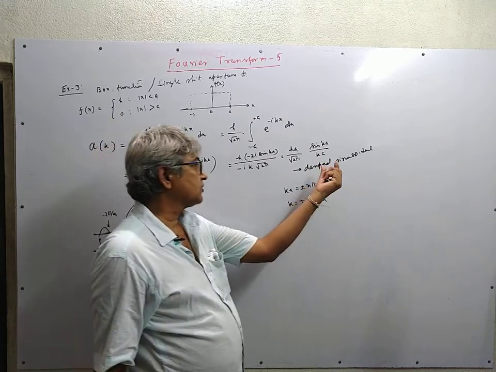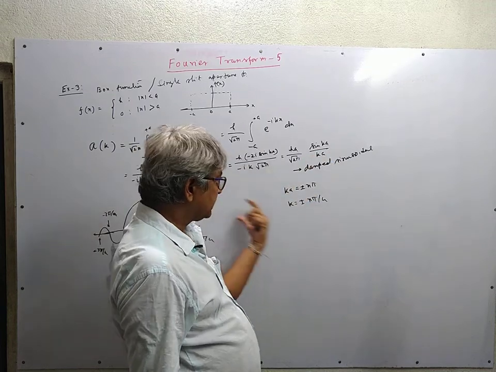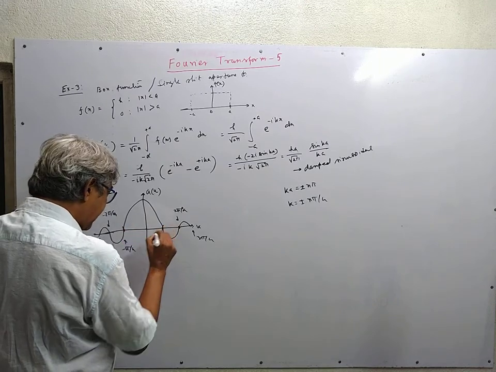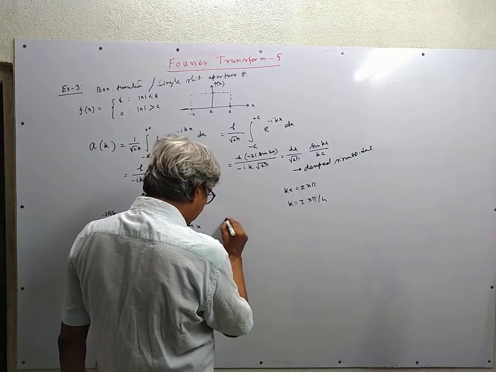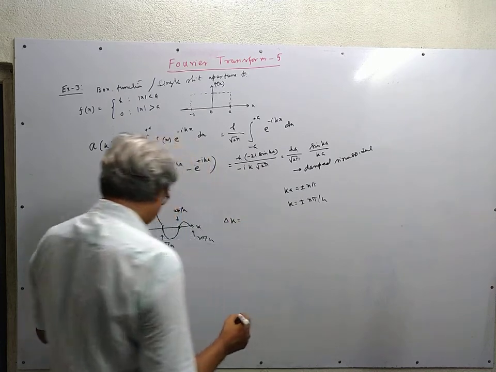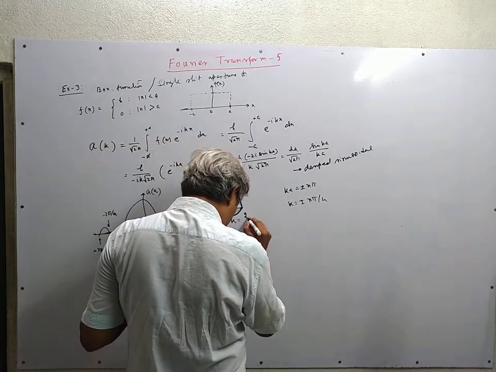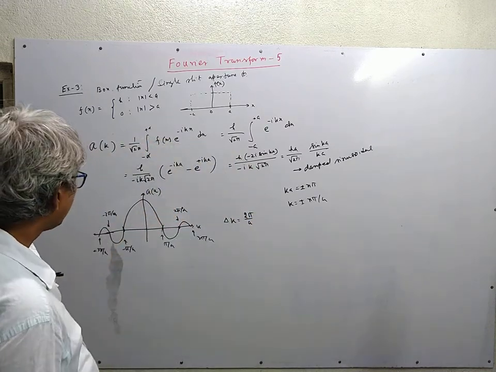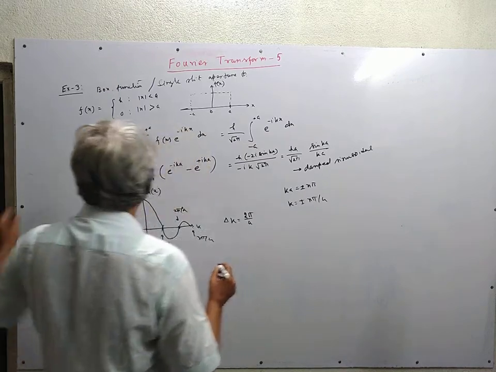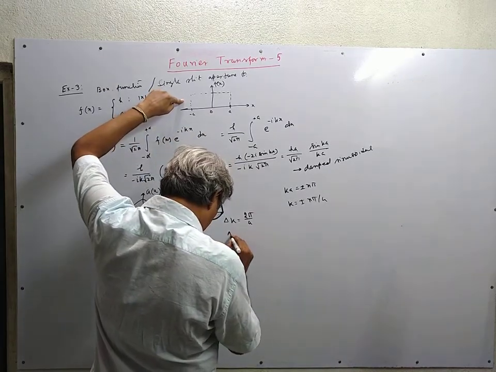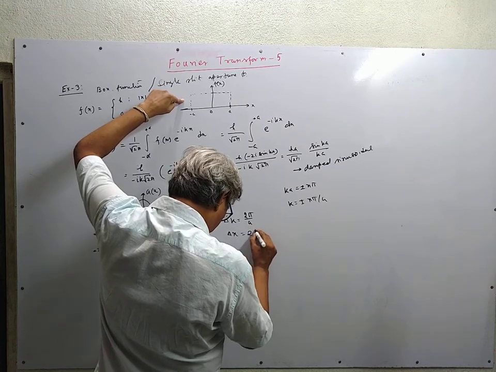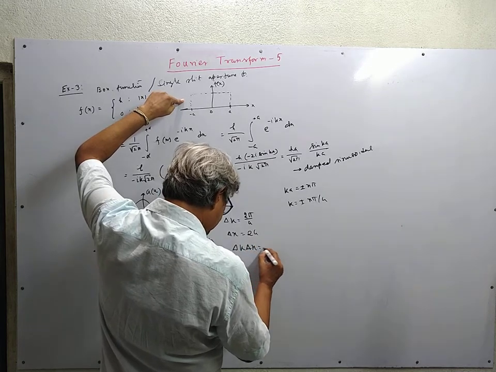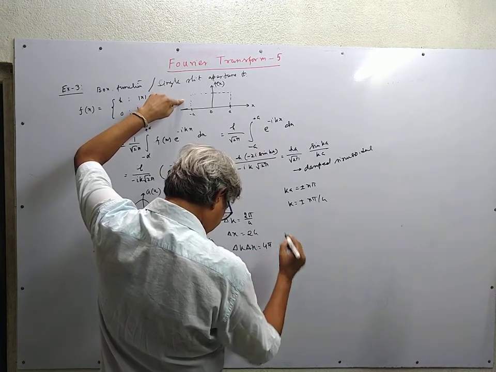Because of the presence of this factor, the wave dies down and it is appreciable only in this range. So it is appreciable over delta k equal to 2 pi by a. This 2 pi by a is the range over which A of k remains finite, and on the other hand this function remains non-zero over 2a. So if we multiply them, delta k delta x is equal to 4 pi.